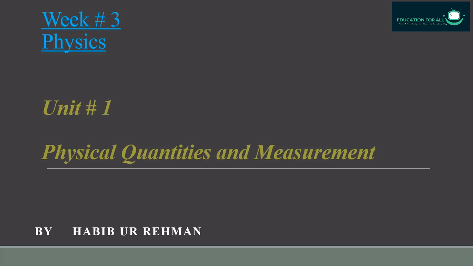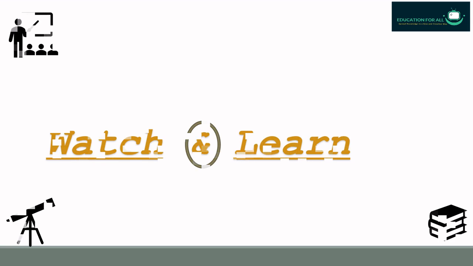As you all know, we are going through unit 1, that is physical quantities and measurement. In the previous sessions, we discussed physics, branches of physics, physical quantities, base and derived quantities, units, prefixes, scientific notations, and two main measuring instruments, that is meter rule and measuring tape.